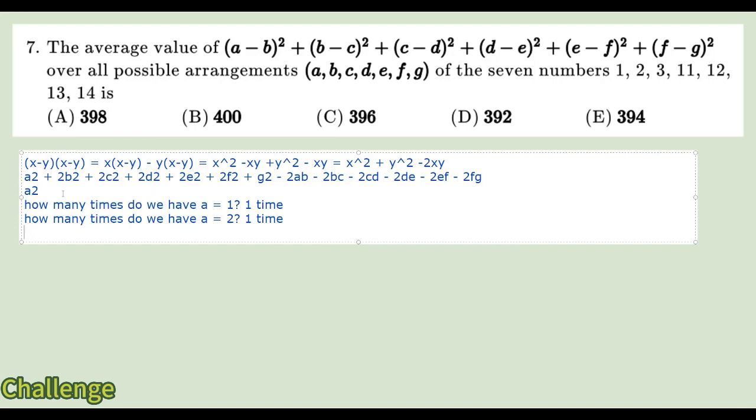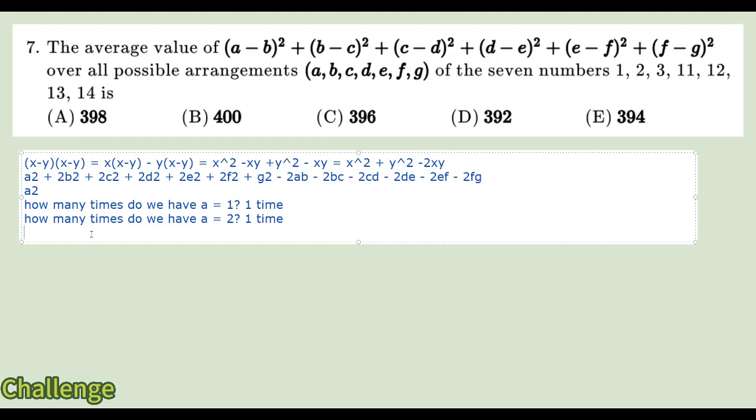So if we want to find the average of a squared itself, then the average will be 1 squared plus 2 squared plus 3 squared plus 11 squared plus 12 squared plus 13 squared plus 14 squared, divided by 7. Okay, so now we know how to find the square terms, because we can do the same thing with b squared and c squared, but we have to multiply by 2 in the end.